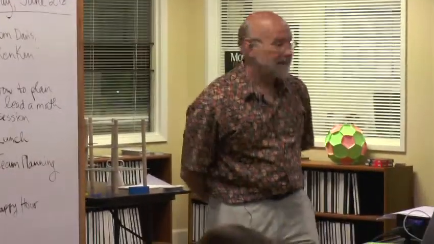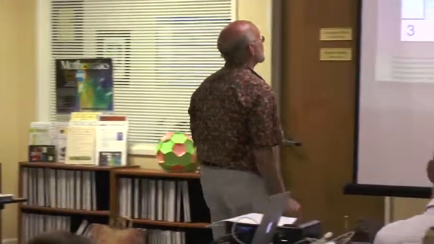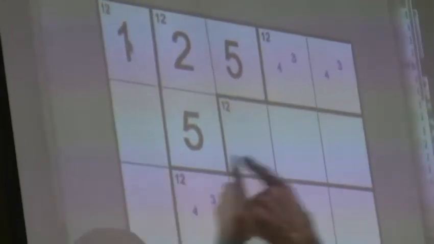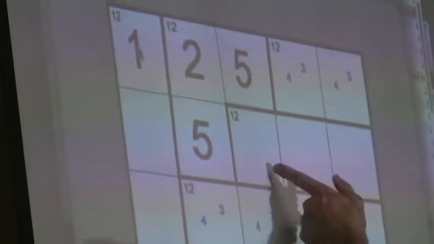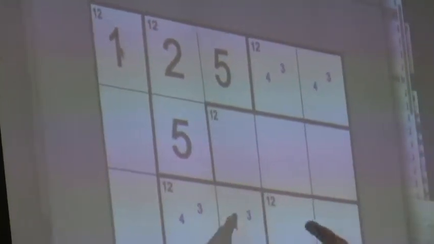12. Each row adds to 15, right? So the best you could do with addition would be 10. For the entire rest of the row has to add to 10, right? So this is 12. So it certainly can't be addition over here. That's got to be multiplication.